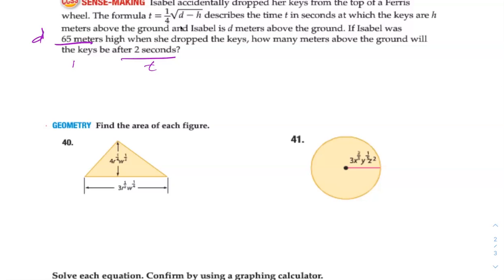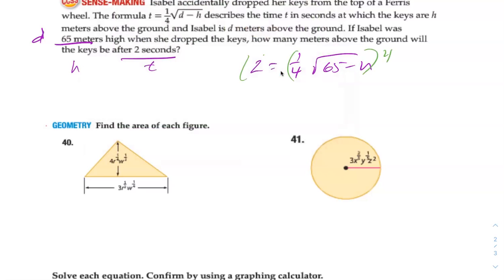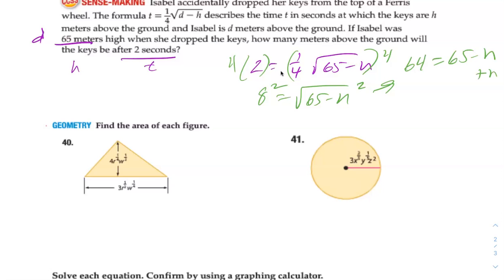I'm looking for h. So let's sub it all in. So 2 equals 1/4 square root of 65 minus h. So first thing I get rid of is a fraction. So multiply both sides by 4. 8 equals square root of 65 minus h. Square both sides. 64 equals 65 minus h. Solve for h. I'm going to add h both sides and subtract 64. I like having my positive variables. H equals 1. So it's going to be 1 meter off the ground.